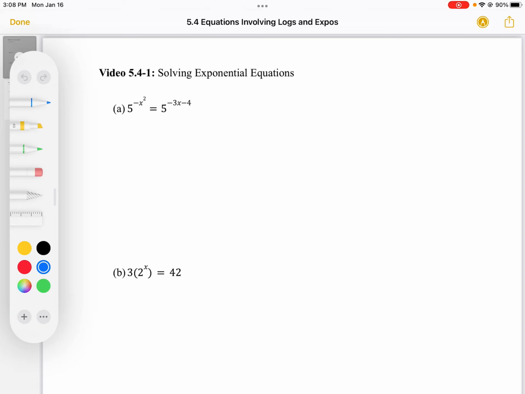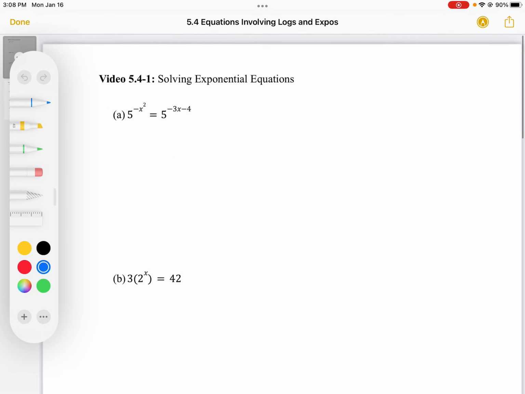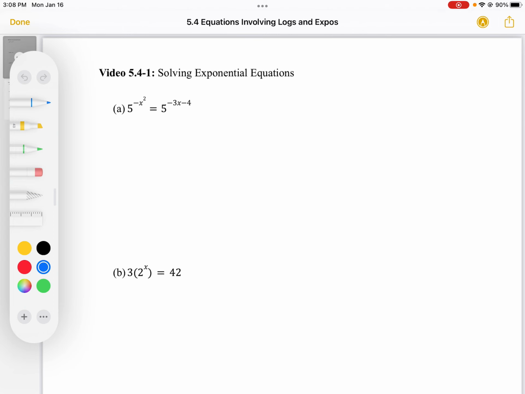In this video, we're going to be solving some exponential equations. We're going to be looking at different ways of approaching these. We have 3 different equations here we're going to solve, and I've typed them up in increasing difficulty.